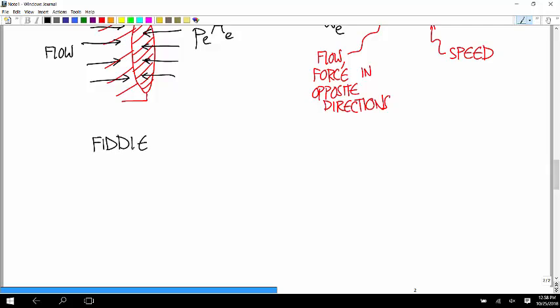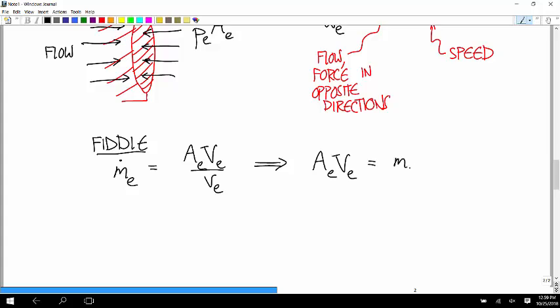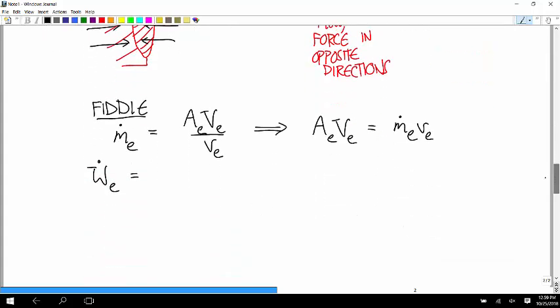And now we'll fiddle with it again. We know that the mass rate at the exit is equal to A at the exit times speed at the exit divided by specific volume. And so A_e times speed at the exit is equal to the mass rate at the exit times specific volume at the exit. And so the work rate at the exit is equal to negative m_e dot times P_e times v_e.